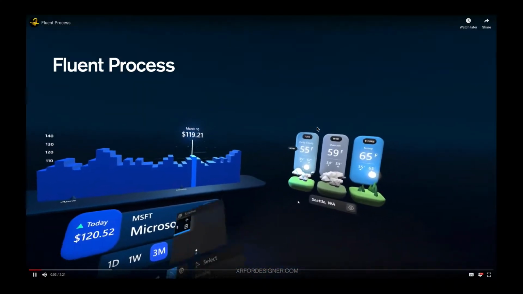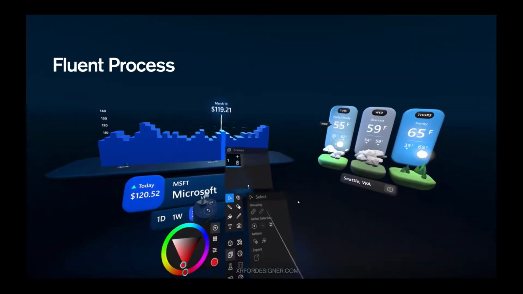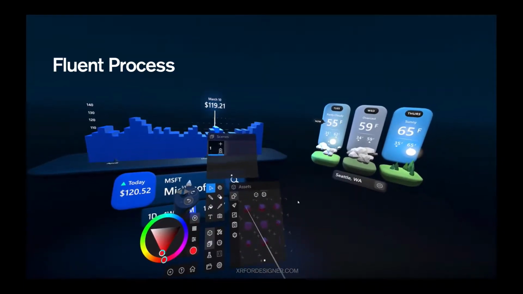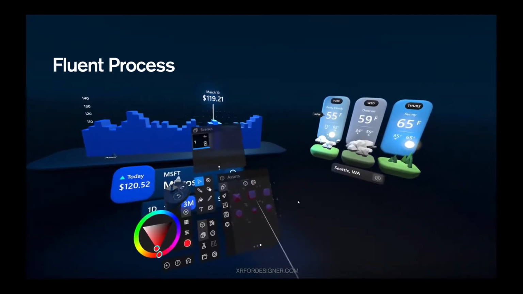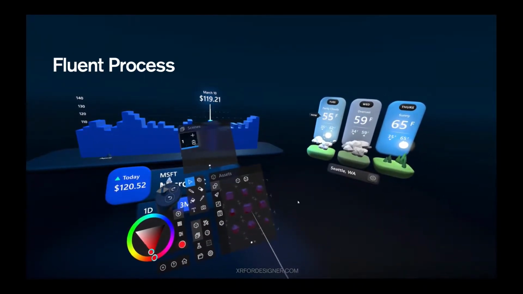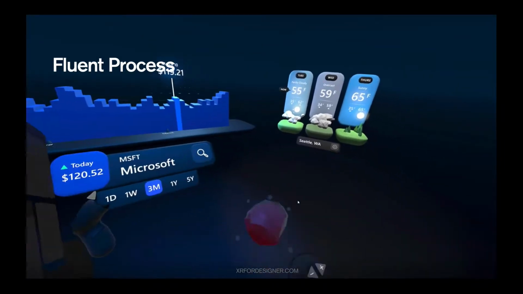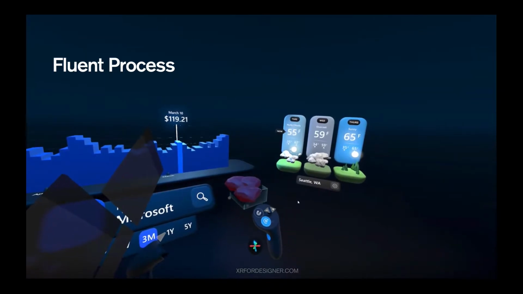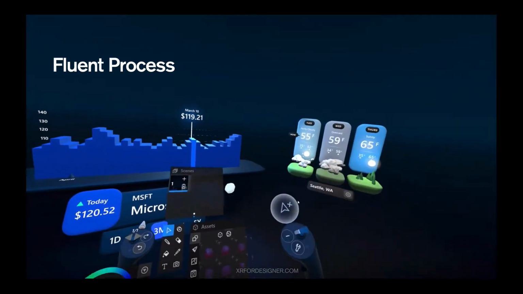The second benefit of using Maquette is Fluent Process. In Maquette, you have an abundant library of assets you can just drag and drop into the scene. You have very simple shapes and forms, and you have a little bit more complex shapes. So you can drag it out, reshape it, duplicate, and you can create a more complex object just by using those simple shapes.